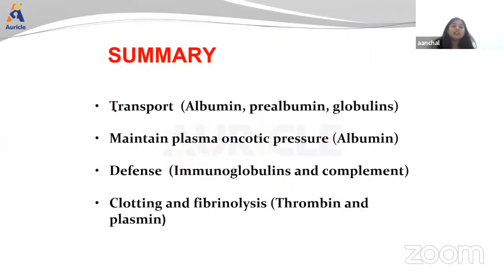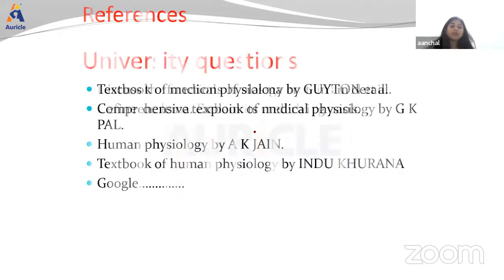Okay, so in summary, for transport, we have albumin, pre-albumin, globulin. For maintaining plasma oncotic pressure, the albumin is very, very important. And for defense mechanism, we have gamma globulin and complement. And for clotting and fibrinolysis, we have prothrombin and plasmin. Okay, so this is all about the plasma protein.